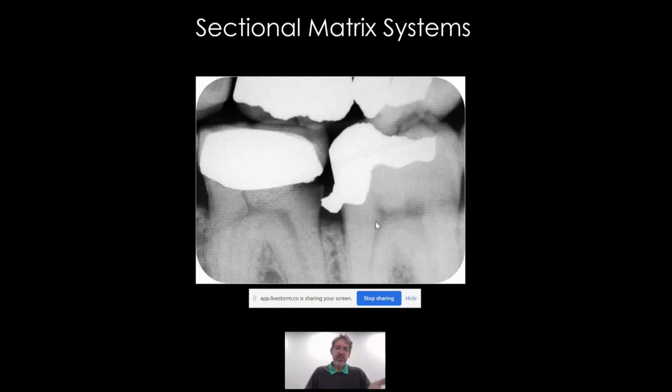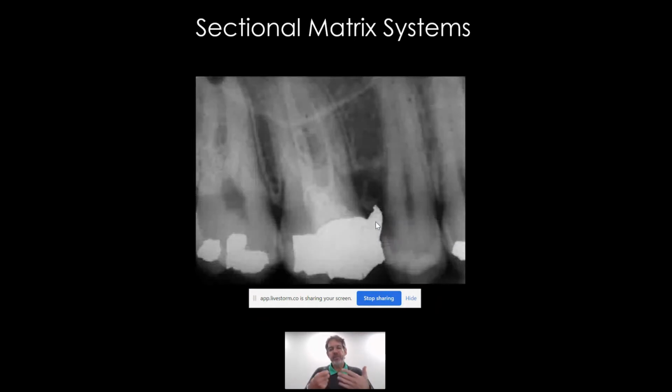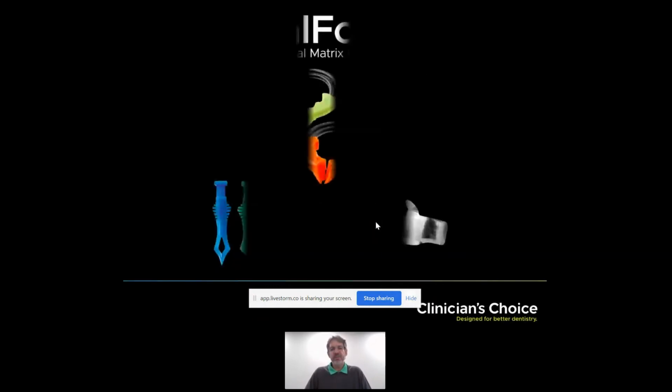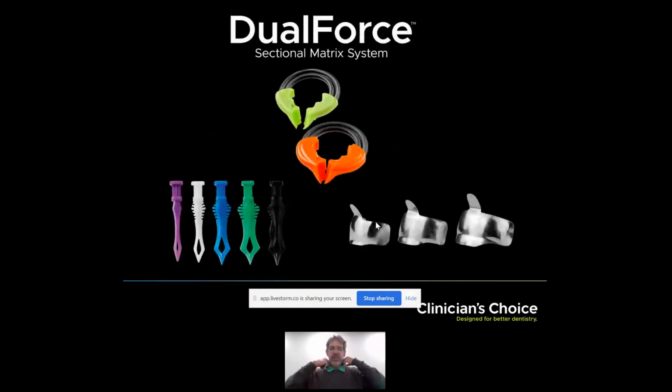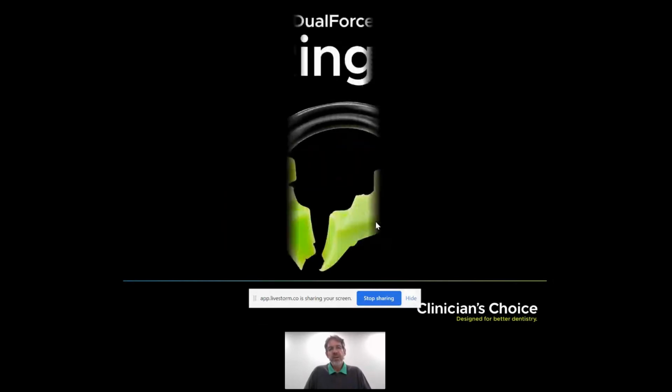Now, I know these images are a little bit exaggerated, but I just really wanted to make my point about how frustrating it can be to try to go interproximally to remove this excess material. So let's look at the dual force system, and let's look at what's different and how this can certainly assist you in reducing some of those potential frustrations.